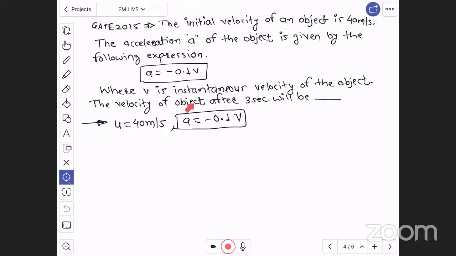The velocity of the object after 3 seconds will be? Now the question is, after time is equal to 3 seconds, what is the velocity of the object? This is your question, right? Now try this question.